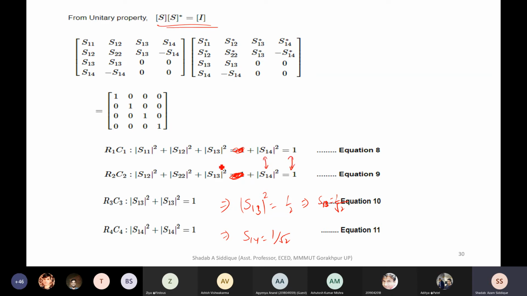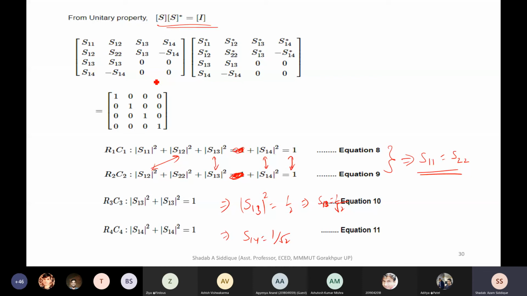Now you can just compare this one. So this we compare, and S13 again we have, and S11 and S22, and S12 which is there. So from these two equations we can conclude that S11 is equal to S22. That is there. S11 is equal to S22, and S13 and S14 we are getting as 1 by root 2.